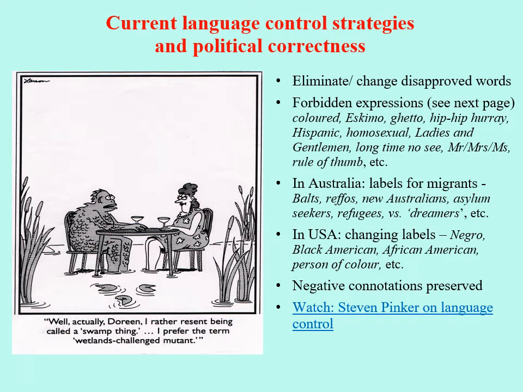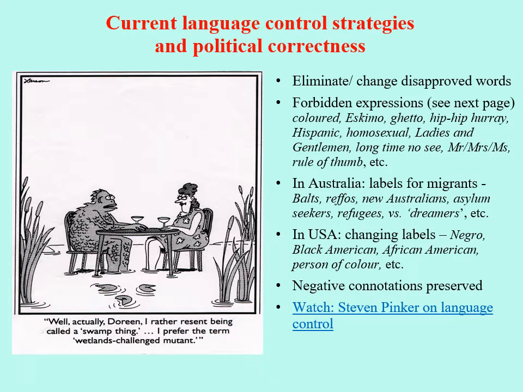words like colored, Eskimo, ghetto, hip hip hooray, Hispanic, homosexual, ladies and gentlemen, long time no see, Mr. and Mrs., Ms., rule of thumb. These words and expressions are prohibited, and when you look at the table on the next page, alternative expressions are required in order to not use these terms.